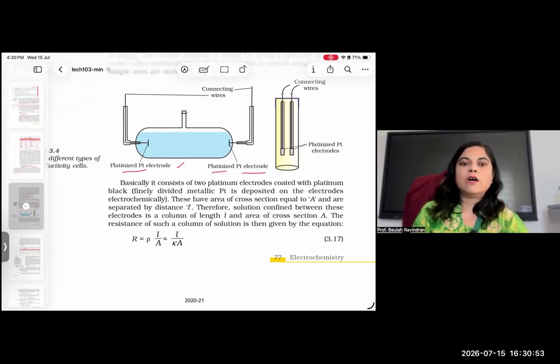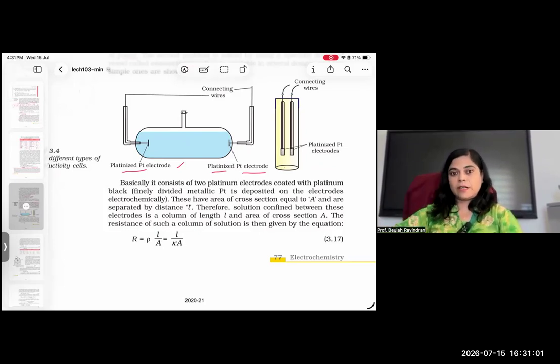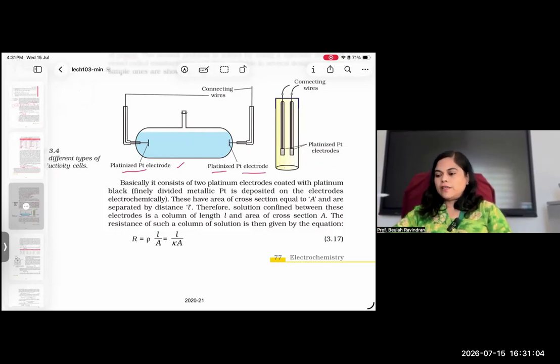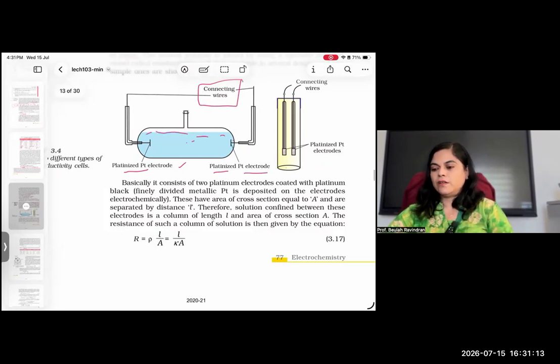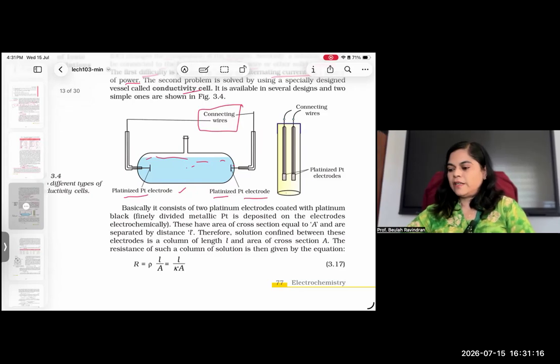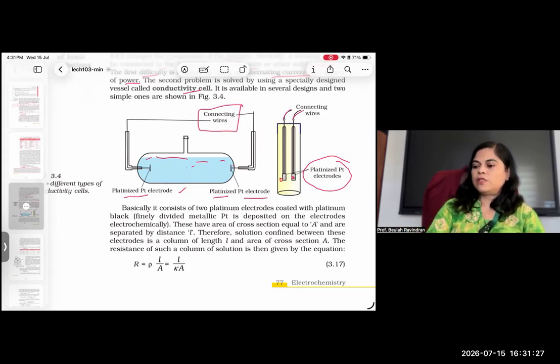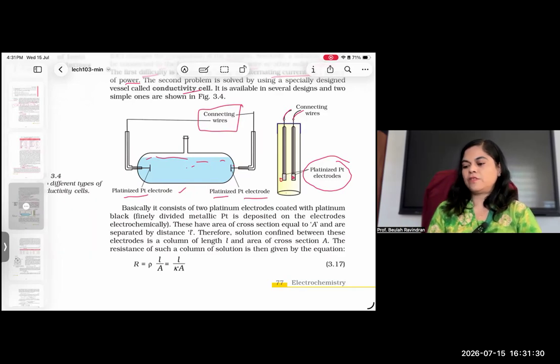We have already seen the platinum electrode, right? Platinum is very costly, so it is coated with carbon black. We saw that already. Here the connecting wires are there. Electrolytic solutions are filled in this conductivity cell, then the platinized platinum electrodes are here, then the connecting wires. This is also a conductivity cell. There are several designs, and two simple ones are shown here. This is one type, this is another type.